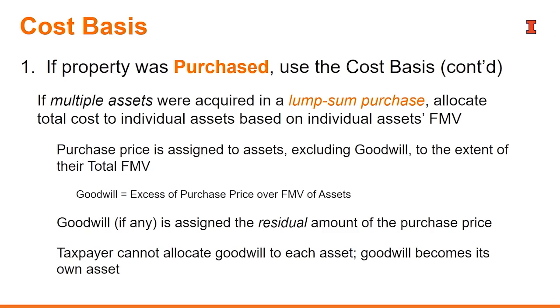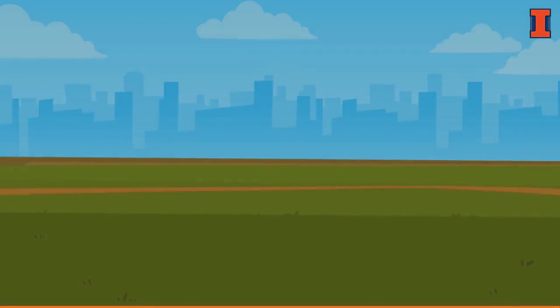We do not allocate or spread the value of goodwill across the other individual assets that we purchased. That is, goodwill does not increase each asset's basis based on how much the taxpayer overpaid for each asset. Let's look at an example of how a lump sum purchase works.